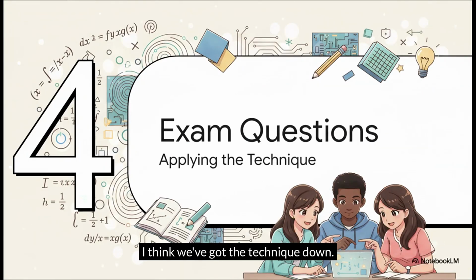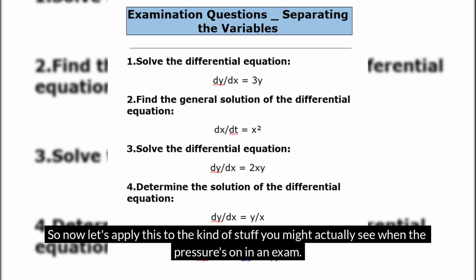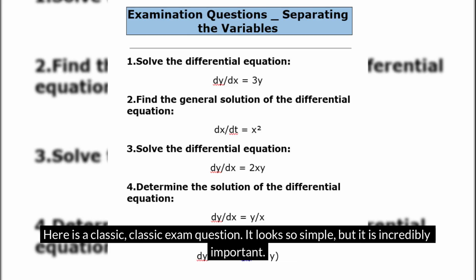All right, I think we've got the technique down. So now let's apply this to the kind of stuff you might actually see when the pressure's on in an exam. Here is a classic exam question. It looks so simple, but it is incredibly important.